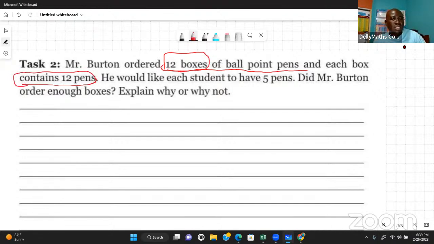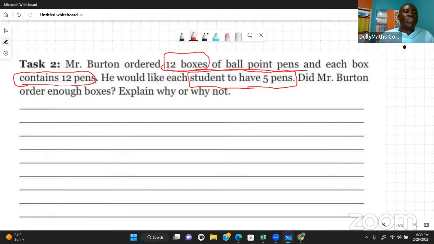So the question is now saying he would like each student to have 5 pens, right? Did Mr. Burton order enough boxes? Explain why or why not. So they want you to tell, did he order enough boxes? There are 12 in each. He has 32 students, and you want everybody to get 5.